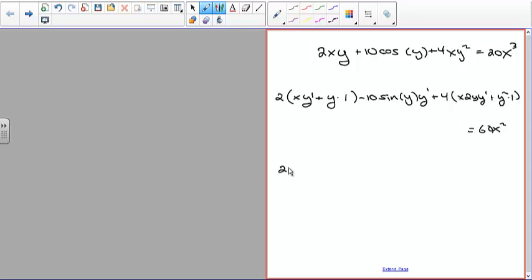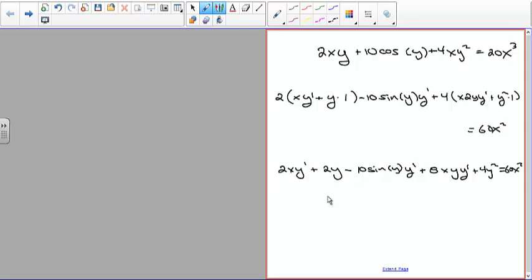So you get 2xy prime plus 2y minus 10 sine of y times y prime plus, okay, here we have 4 times 2 is 8. Then we have x, then we have y, then we have y prime. So I've just put them in the order of constant, x, y, and then the derivative of y. And then we have plus 4 times y squared, so we get 4y squared is equal to 60x squared.